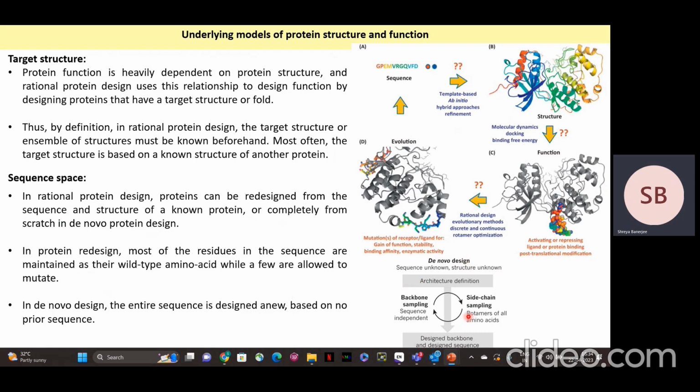So there are two ways of this rational protein design. In the first, you identify a few amino acids which are contributing the most to the ligand interaction or the function of the protein, and you mutate those particular amino acids only, and the rest of the sequence is kept the same. The other method, called de novo design, is basically designing the entire protein sequence from scratch. So that takes a lot more time.